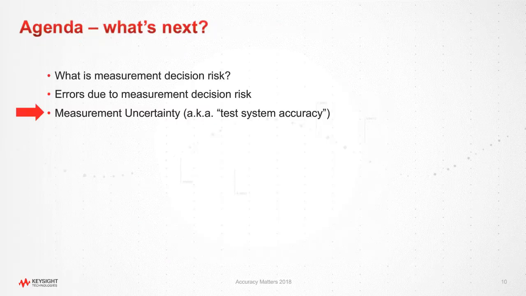So, just a little talk about measurement uncertainty. A lot of my time I spend in international standards, so that's the official term that gets used. And if you've never heard that, relax. But what you probably have heard of is test system accuracy. So I want to talk about that. How do you figure out accuracy?